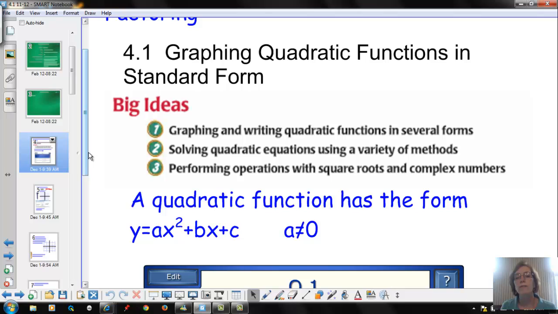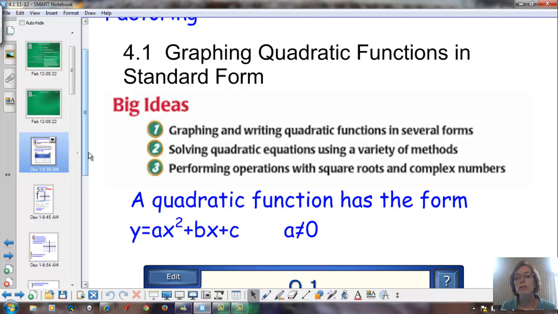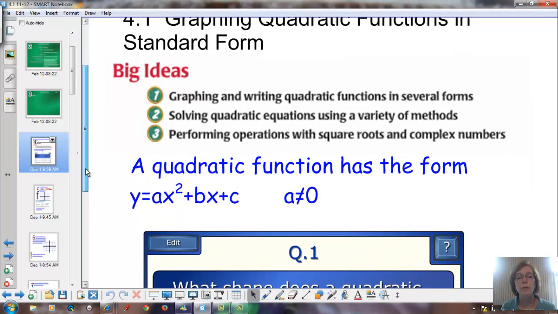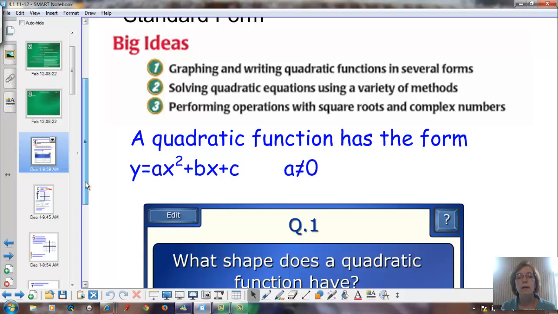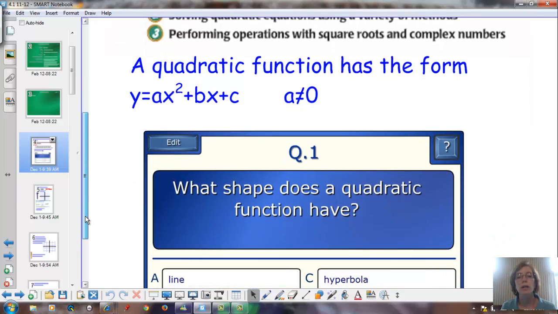You should be able to graph and write quadratic functions in several forms, solve quadratic equations using a variety of methods, and perform operations with square roots and complex numbers. Those are the big ideas for the whole chapter. So let's start with graphing a quadratic function.